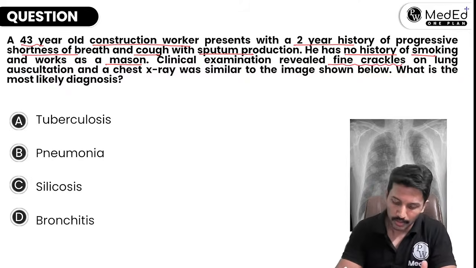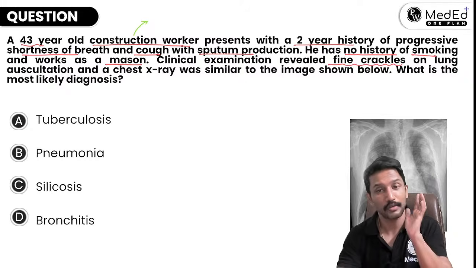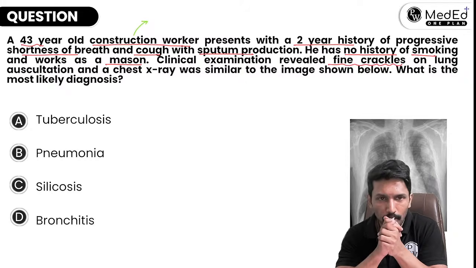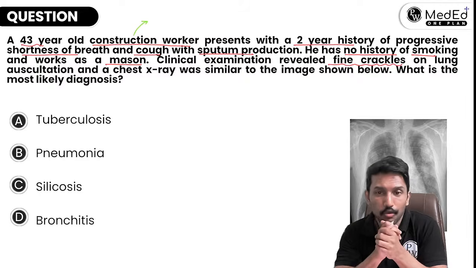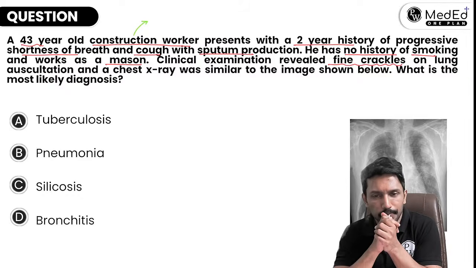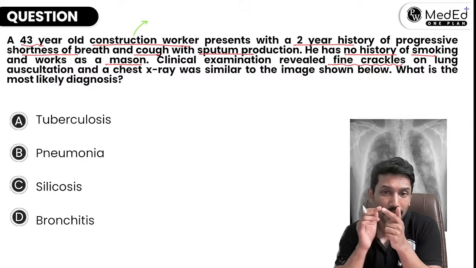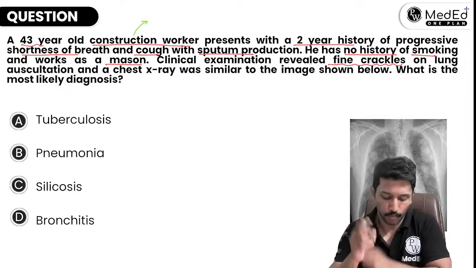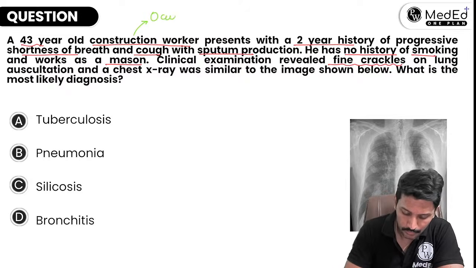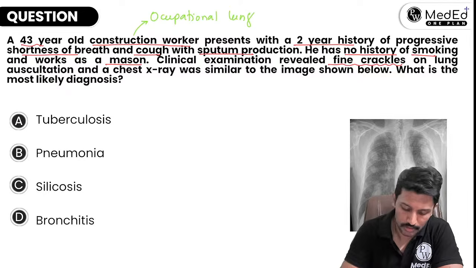So first of all, the question is talking about a construction worker who is not a smoker and is having chronic cough. So should I be thinking about COPD here? COPD is less likely because he is not a smoker. Then what other conditions can I think of? If he is a construction worker, it can be a pointer towards occupational lung disorders. And a construction worker is prone to what all occupational lung disorders?